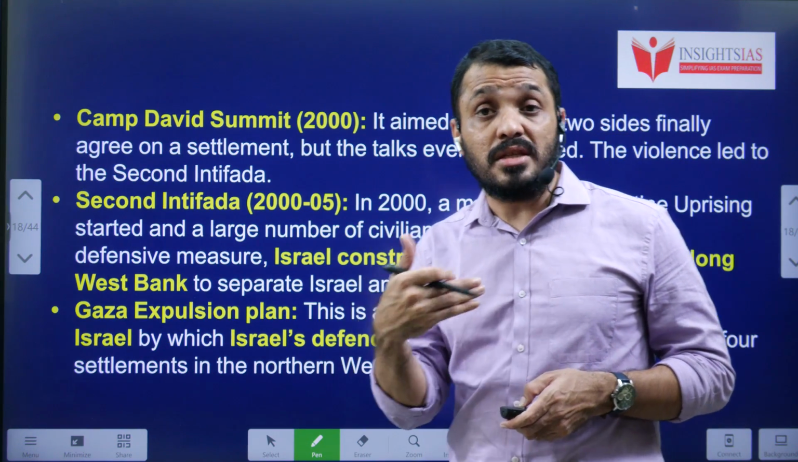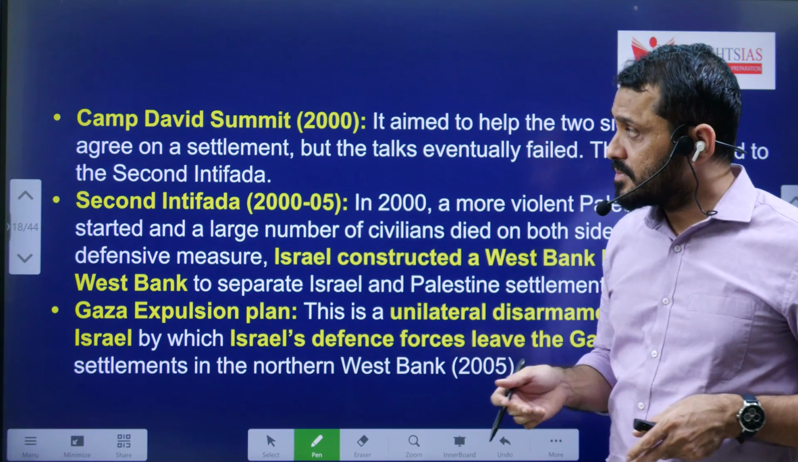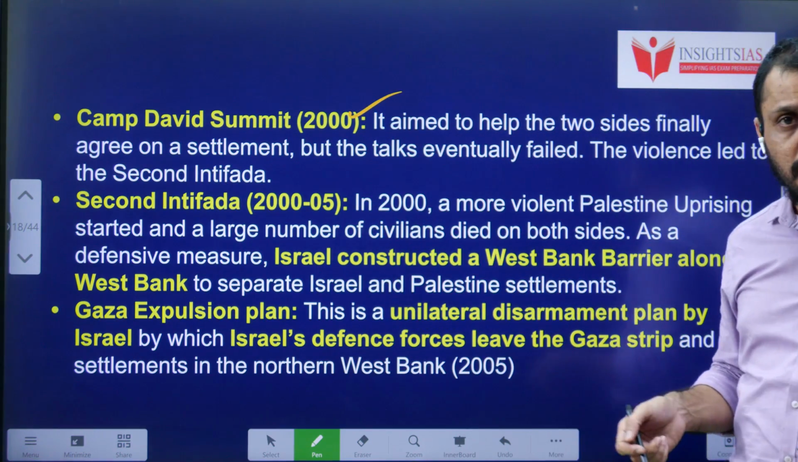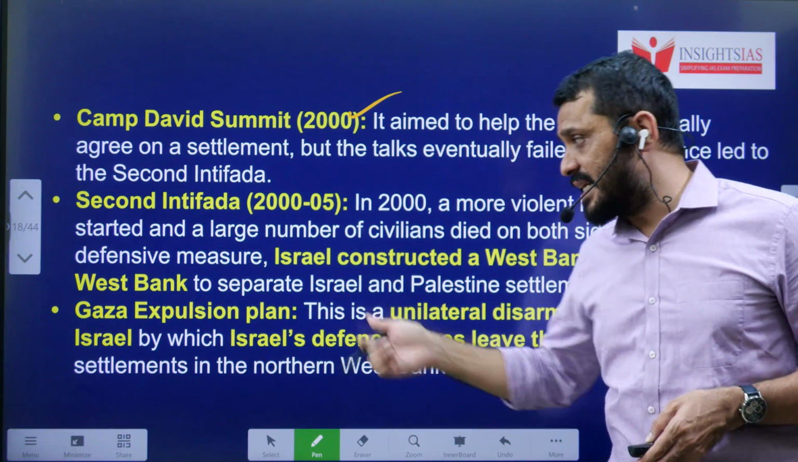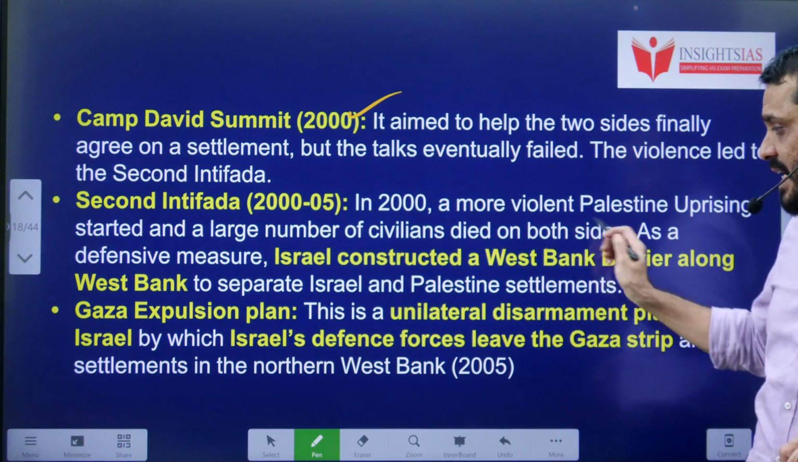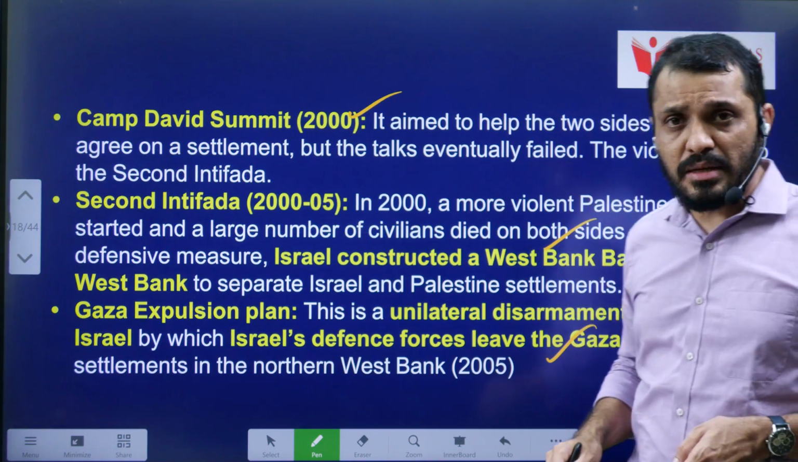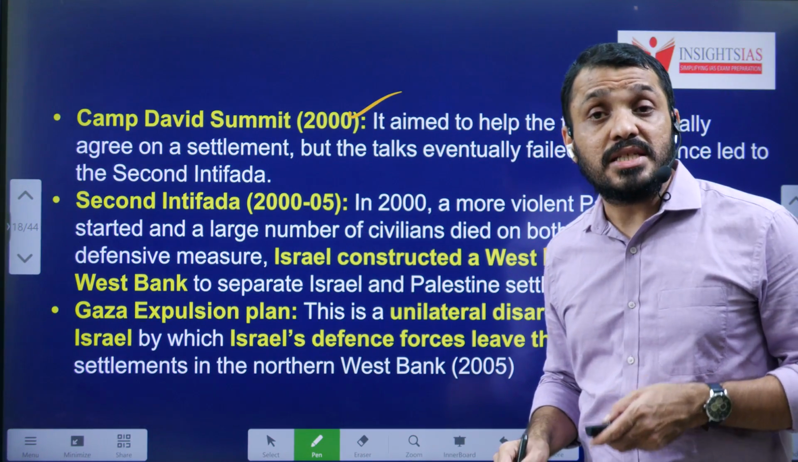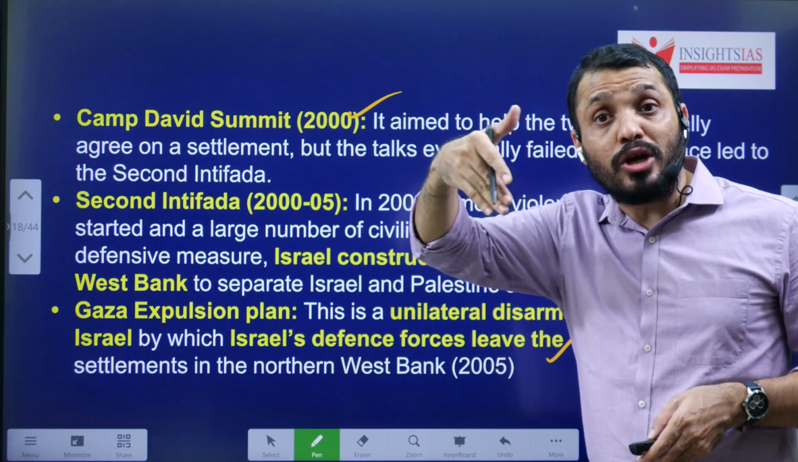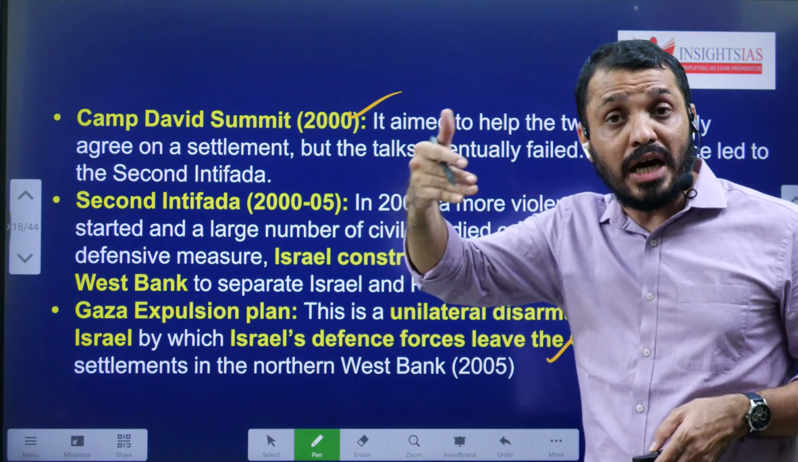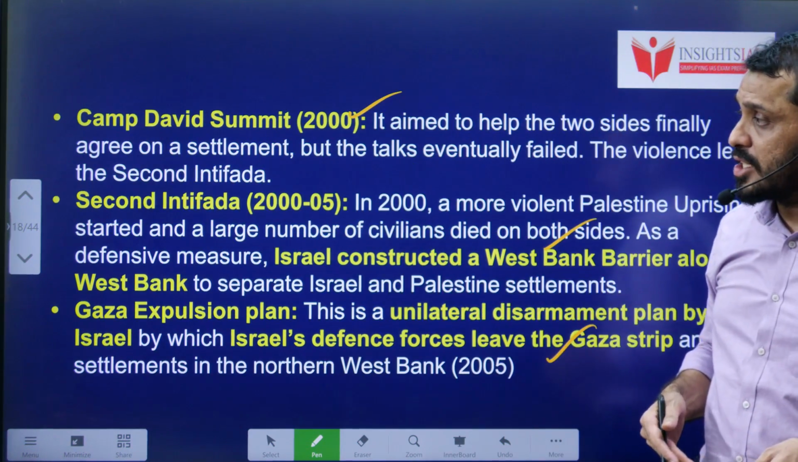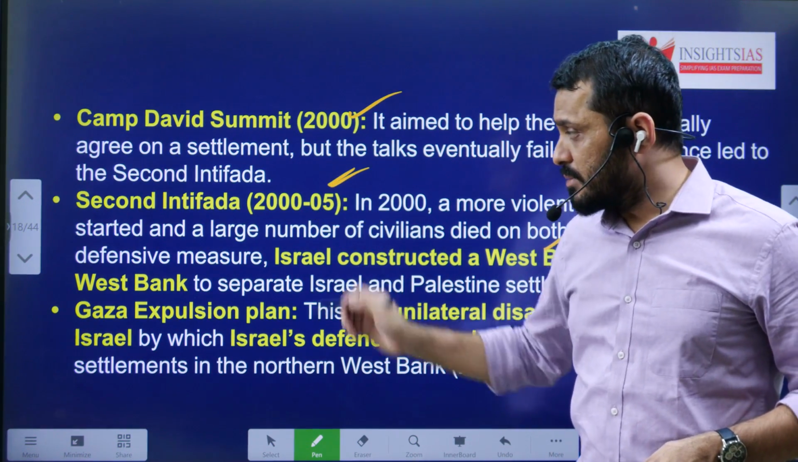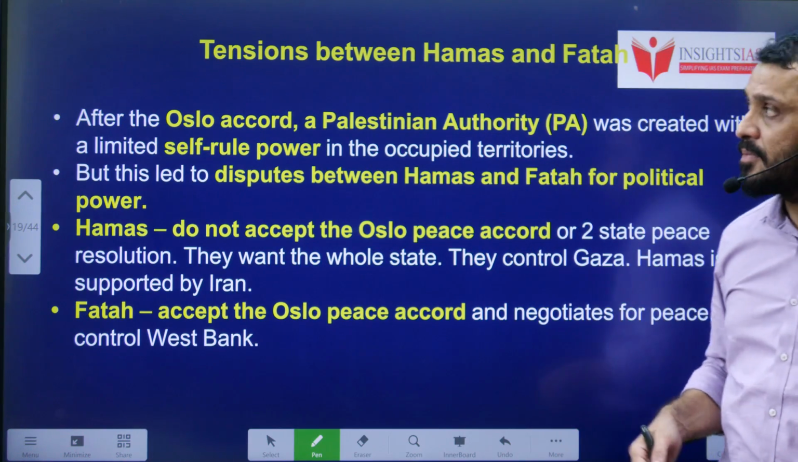Later, to strengthen this peace further, the Camp David summit was organized, but it failed. Because of this, the Second Intifada was declared. That means a second revolt was declared. Because of that, Israel started tightening the border along the West Bank, and did not allow any Palestinian people to come and work in Israel. That is due to the Second Intifada between 2000 and 2005.